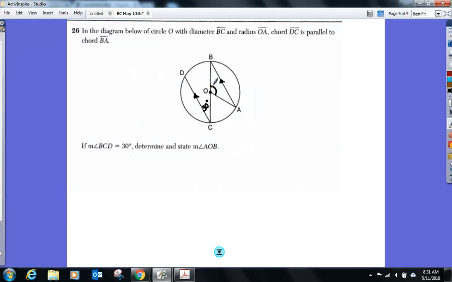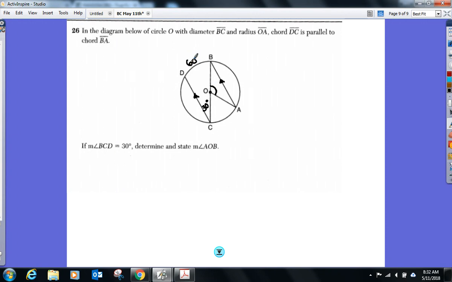All right, a lot going on for such a small problem. Angle BCD is 30. What type of angle is it? Inscribed. Can you fill out any more of the diagram? If that's 30, based on what you know about inscribed angles, what else can you fill in? Arc BD is 60. Yep, inscribed angle is half its arc, so that's got to be 60.